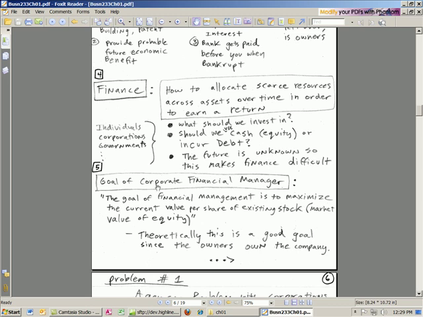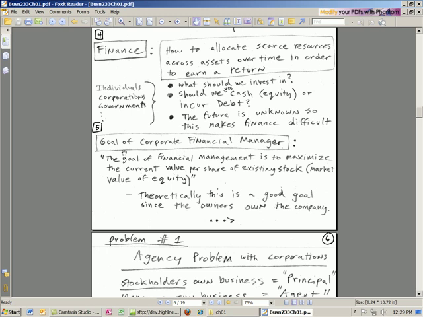All right, the goal of the corporate financial manager. This is straight from the textbook, and this is the same thing they've been teaching for 30 years. Basically, every textbook you ever see says the goal of financial management is to maximize the current value per share of existing stock, or market value of equity. Big companies can trade their stock. But even if it's a small business, it's still whatever that equity is worth. It's just that on a small business, it may be hard to get a market value because you really don't know what something's worth until you sell it.